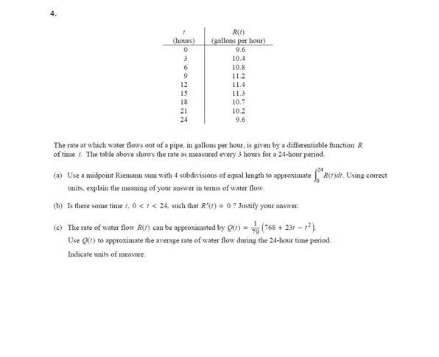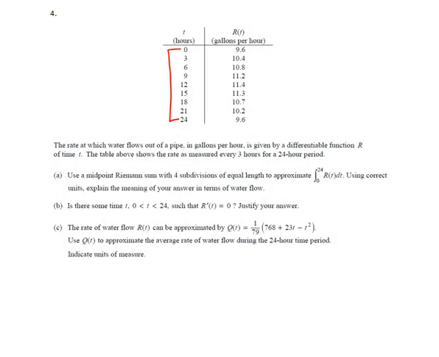First, we want to use a midpoint Riemann sum with 4 subdivisions of equal length to approximate the integral from 0 to 24 of r of t dt. Using correct units, then explain the meaning of your answer in terms of water flow.